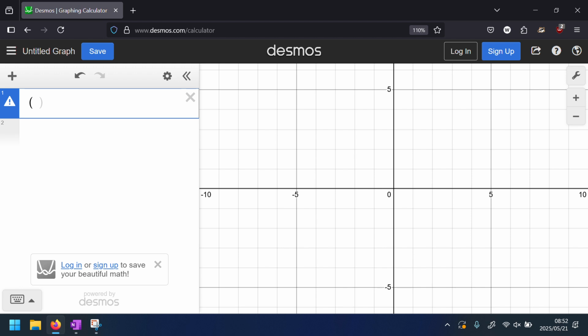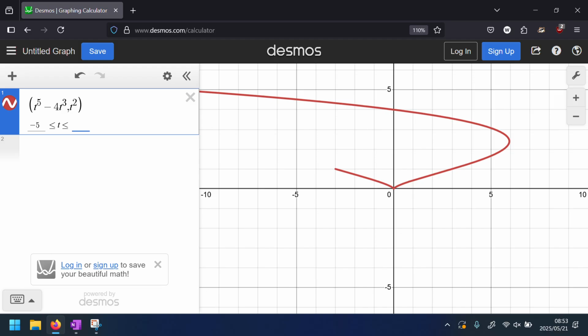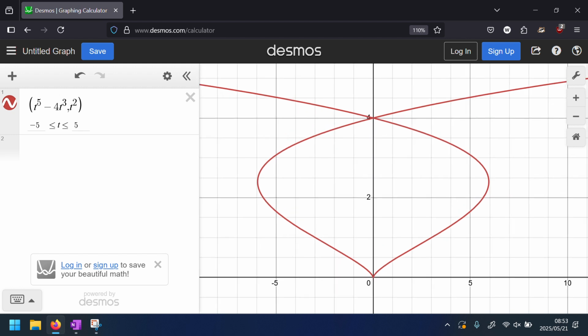So we're going to have our x, that's the first part of the point. That was 5t to the 4 minus 12, minus 4. So t to the 5 minus 4t cubed. Okay, so that's the x part of the point. You can just put a comma, and then the y part of the point, that was t squared. Let's say we go from minus 5 to 5, something like that. Okay, so we end up with this.